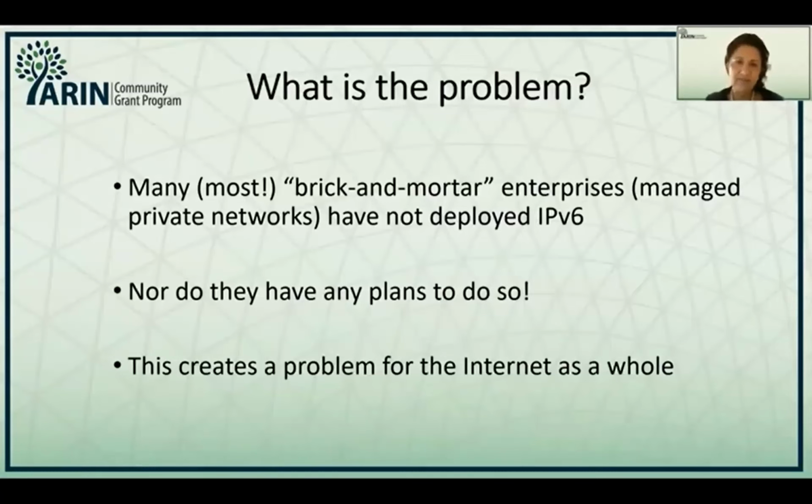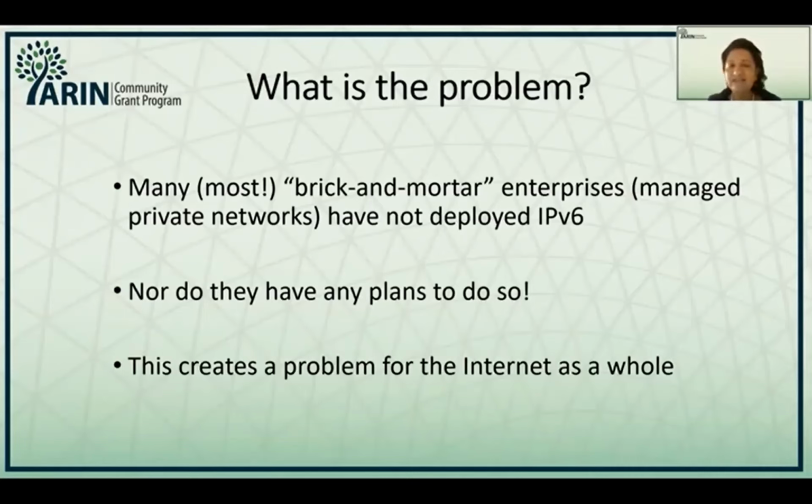And so let me tell you a little bit about the problems that we have been working on. And we were working on it last year as well. The problem is that a lot, maybe most, of the brick and mortar enterprises, all the folks who have private managed networks, and that's really most of the federal government, a lot of the state government in the ARIN region, a lot of the financial, basically the backbone of our financial and governmental network. Well, they've not deployed IPv6, nor do they have any plans to be doing that.